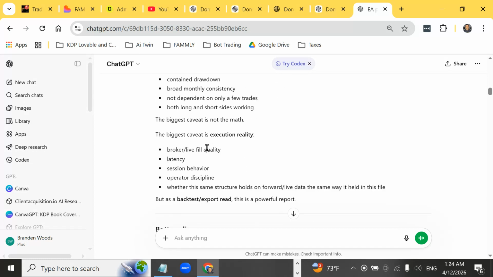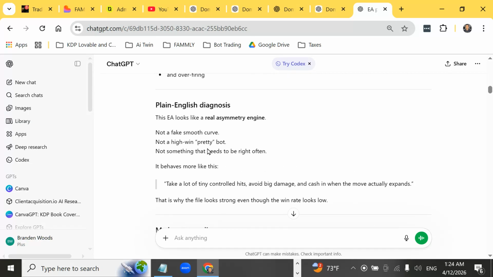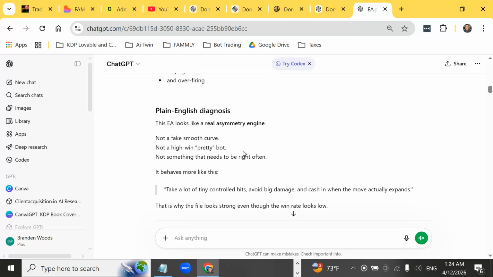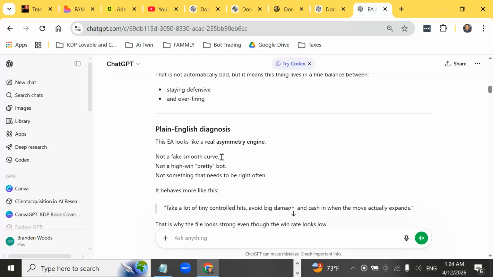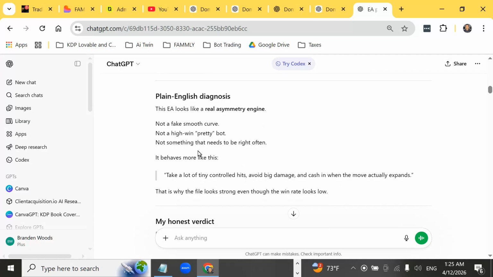Execution reality, right? So that's what we're going to see since we put them on the accounts. But I did stress test it, so I made the conditions worse than what they would be on the accounts. So hopefully it executes in a timely fashion. I showed that it did before, so I'm excited for it for sure. Not a fake smooth curve, right? Not a pretty bot, crazy win rate, right? And it doesn't need to be right often, so it's just gonna tap and tap and tap, and when it actually pushes, then it's time, and that's it.